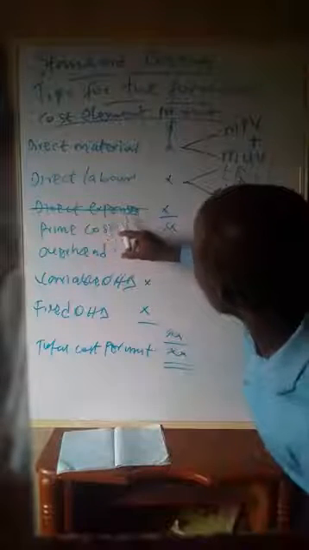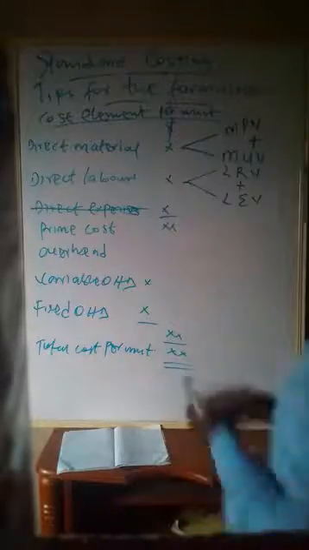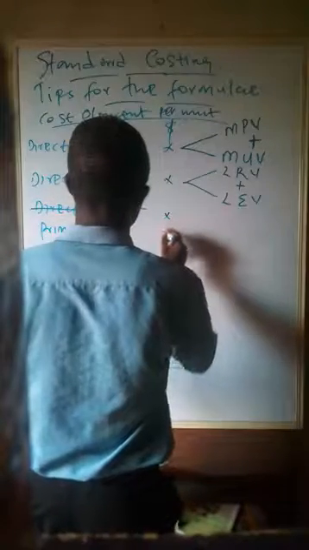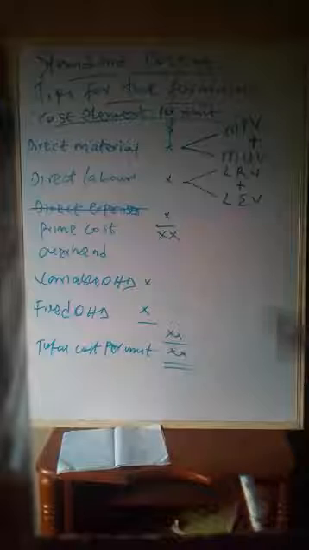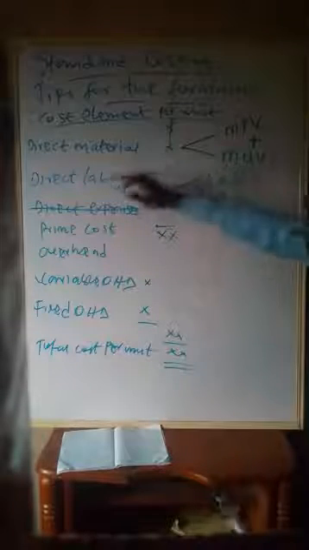With the exception of direct expenses. The exception of what? Of direct expenses. Then you add it together, it gives you that cost. So leave the direct expenses, but concentrate on these two: direct material and direct labor.